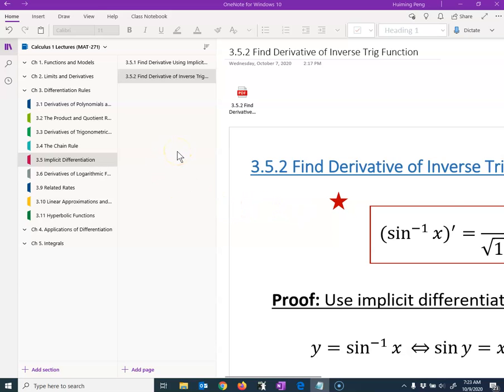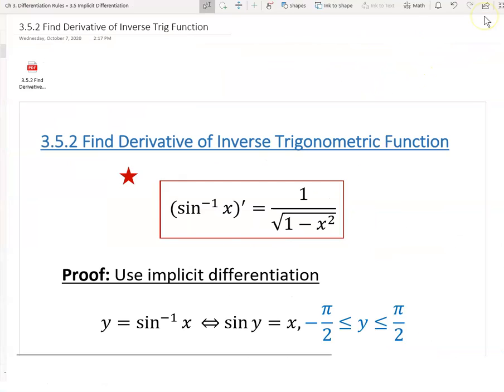In this video, we are going to deal with the derivatives of inverse trig functions. Our focus is on the proofs of the derivative formulas for all 6 types of inverse trig functions using implicit differentiation we learned from the last topic. Let's see the material.